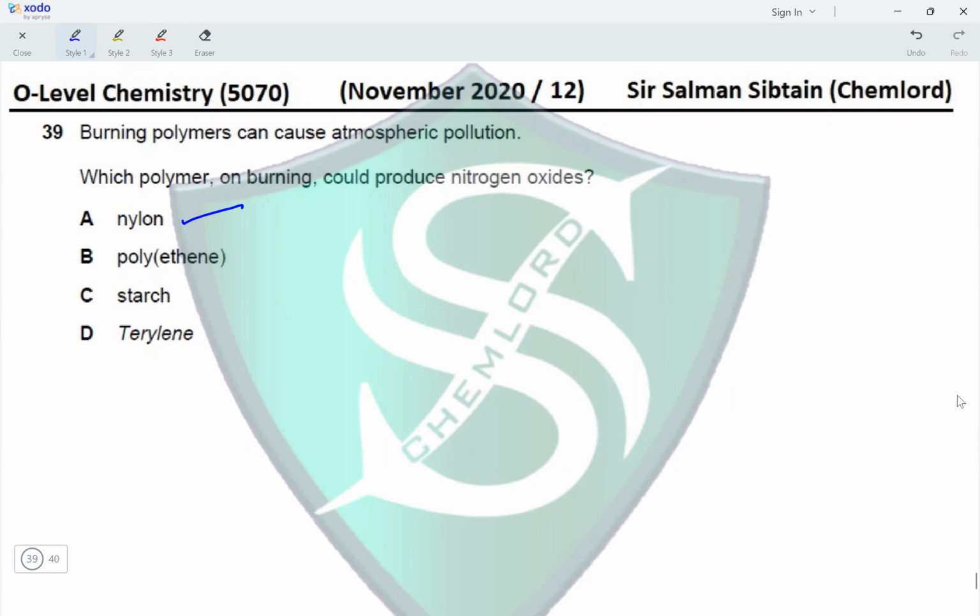Polyethylene is a hydrocarbon. Starch contains oxygen along with carbon and hydrogen. Terylene is also a polyester. It will contain oxygen along with carbon and hydrogen. So nylon is the only one that is a polyamide which contains nitrogen atoms. So nitrogen atoms burning in air would create nitrogen oxides. Thus, option A is the correct option for this question.